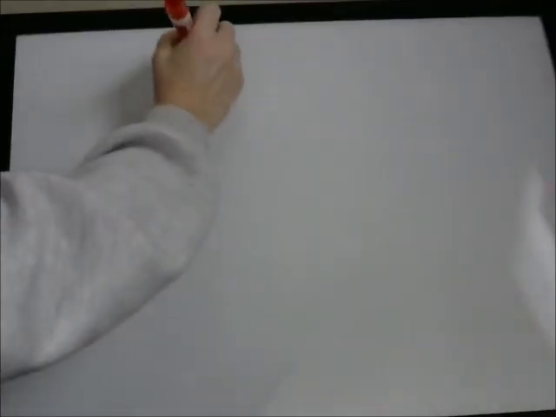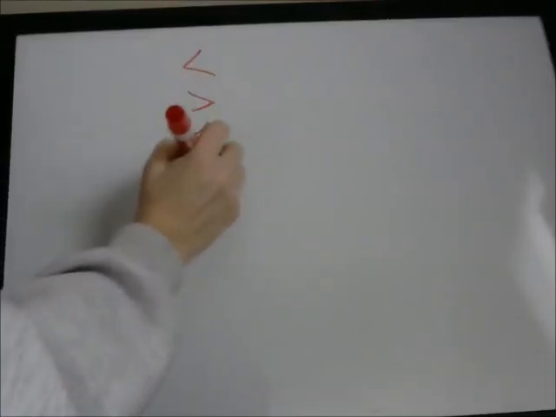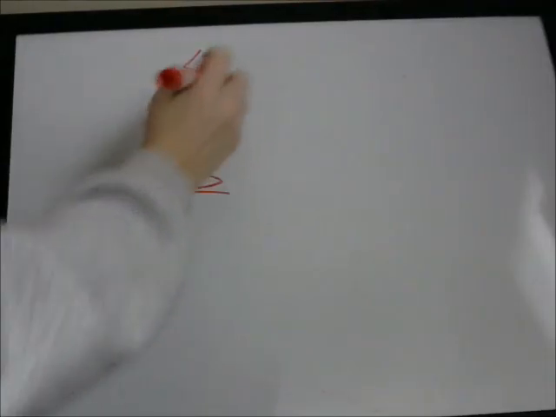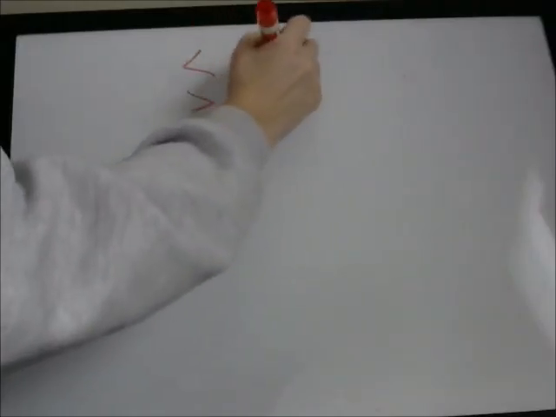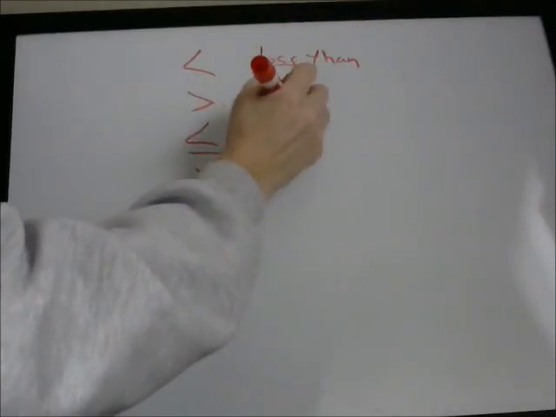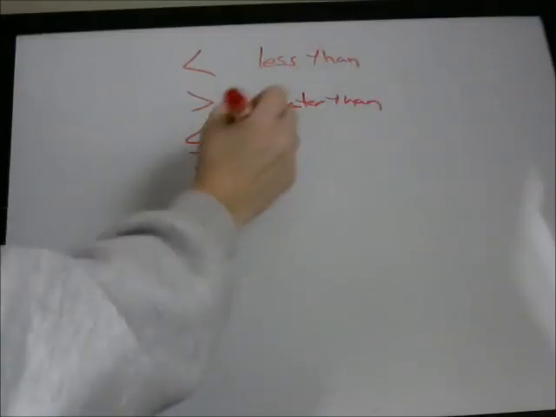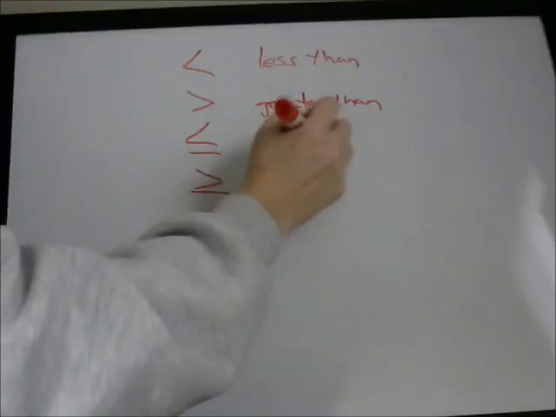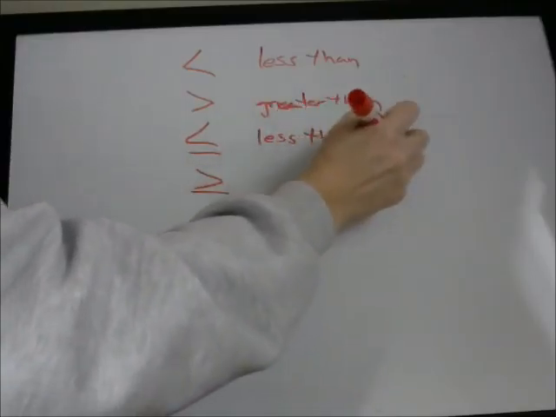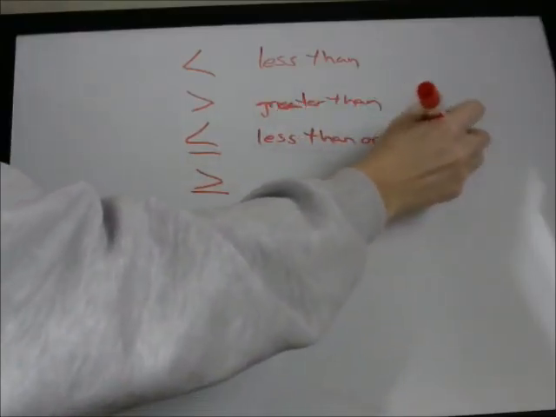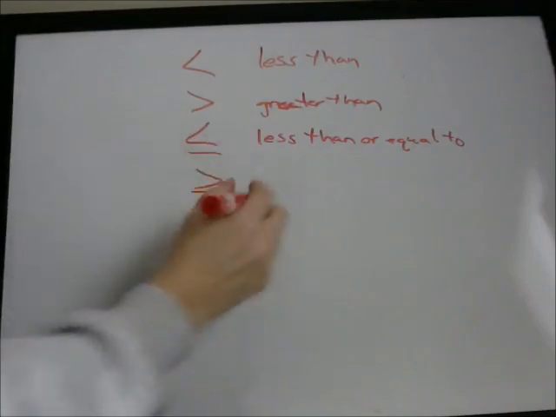Here we're going to talk about inequalities. There are four basic symbols for inequalities. This is less than, this symbol is greater than, this is less than or equal to. Note that it has the line underneath it.